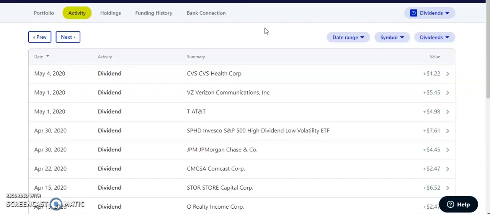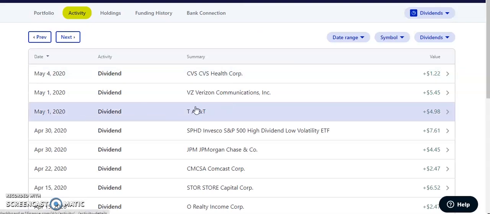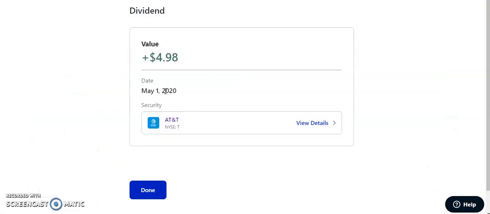Okay, so the dividend payouts. First of all, we have the ticker symbol AT&T. On May 1st, 2020, they paid us out, and they paid us out right here, as you can see, $4.98. So $4.98 they paid us out.